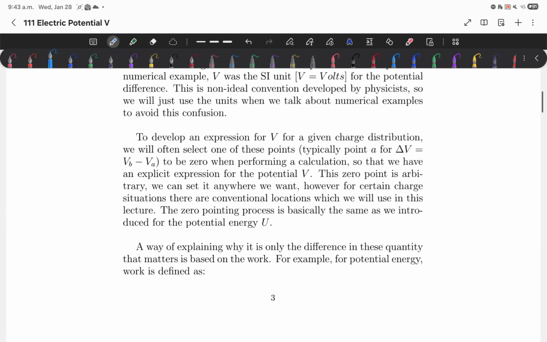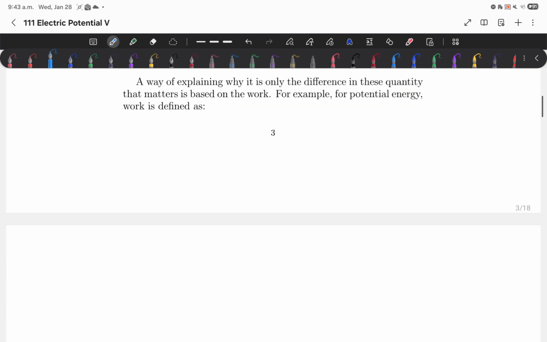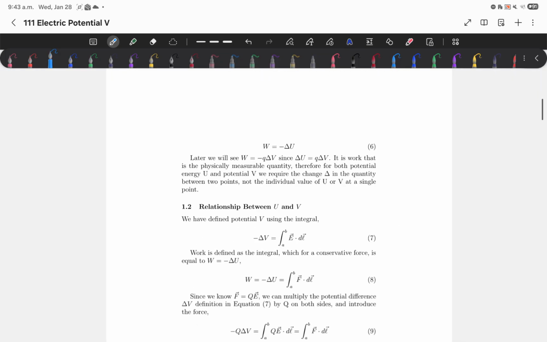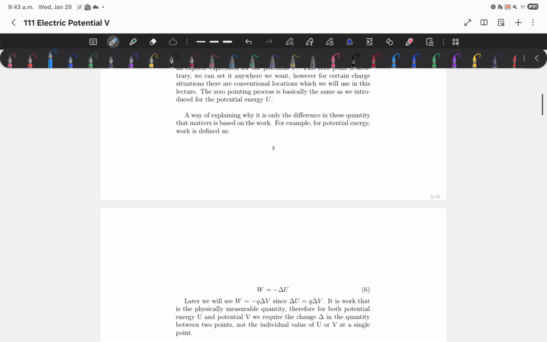What other reason do we zero point? Well, remember, we said work, the physically measurable quantity, is negative delta U. Well, what we'll see later is that delta U and delta V are related. In fact, delta U is Q times delta V. You might see that already because of how similar the delta V definition was to the delta U definition. They were just the same thing multiplied by Q. So that's where this comes from.